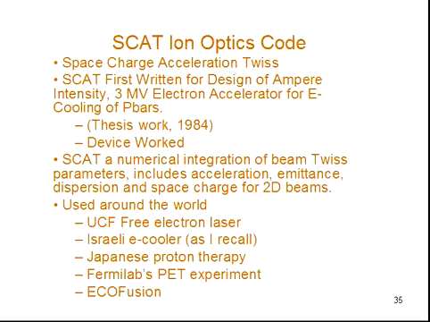The SCAT ion optics code stands for Space Charge Acceleration and Twists, which was a numerical integration of the beam twist parameters within the presence of space charge, acceleration, and emittance effects. It was first written for the design of an ampere intensity, 3 million volt electron accelerator for the electron cooling of antiprotons, which was my thesis work done in 1984. That device worked according to the designs prepared by the SCAT code.